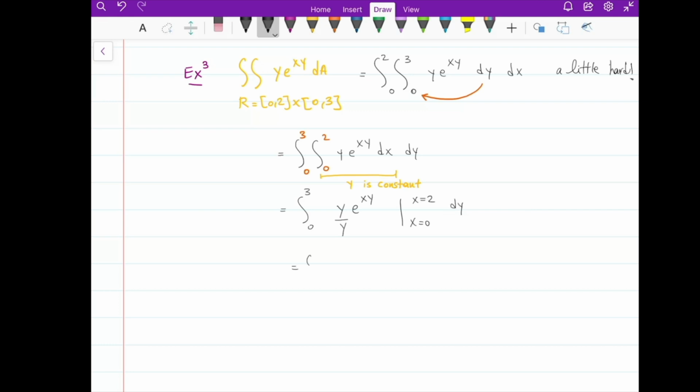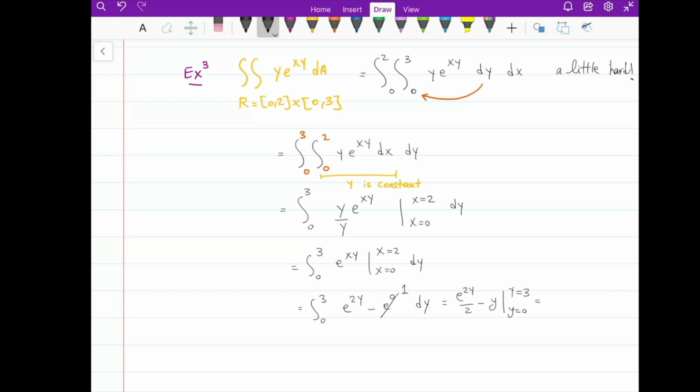And so I have 0 to 3 e to the xy, x from 0 to x equals 2, dy, which would be what? Plug in 2y, minus plug in 0, it would be e to the 0, and then dy. E to the 0 is basically 1. Now let's integrate with respect to y. I get e to the 2y divided by 2 minus the integral of 1, which is just y. And then y is from 0 to y equals 3.